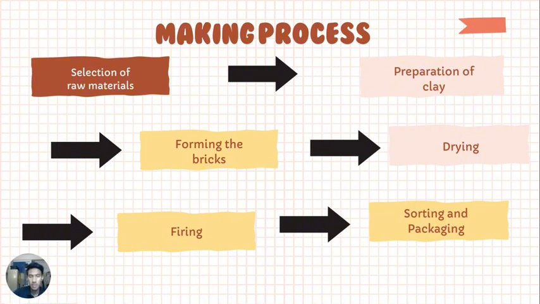And the last process is sorting and packaging. This is important for quality control. The fired bricks are inspected for quality, including the dimensions, the color, and the structural integrity. Because if there is any defect, the brick may be discarded. And also the final step is packaging for distribution and sale. Basically, they are typically stacked on a pallet and wrapped to protect them during transportation.